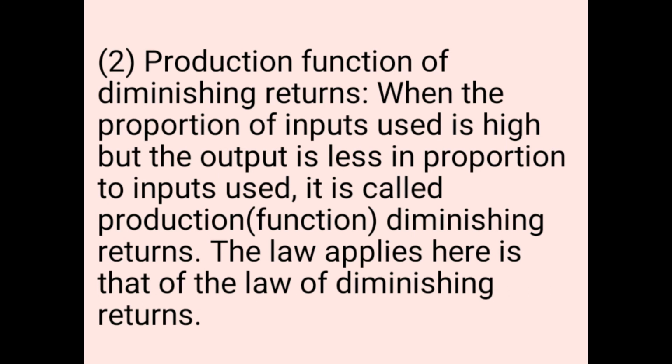When we are using more inputs but as a result we are getting less outputs, that is called production function of diminishing returns. Diminishing means decreasing. So here we need to understand that when we are using more inputs, still we are getting less output. It is known as a law of diminishing returns or production function of diminishing returns. The law that is applicable over here is known as law of diminishing returns. More inputs and less output.